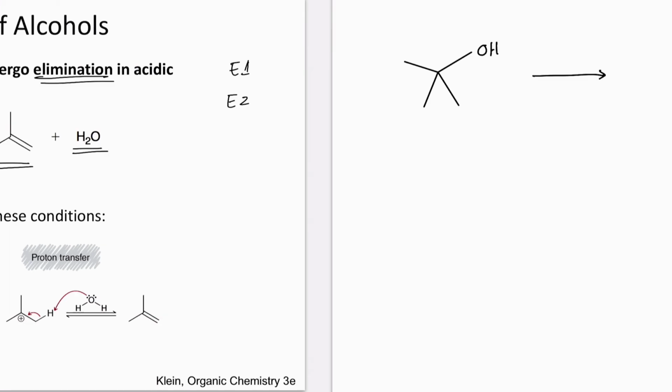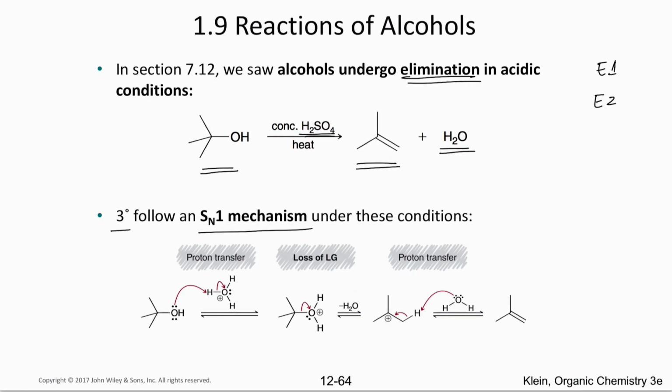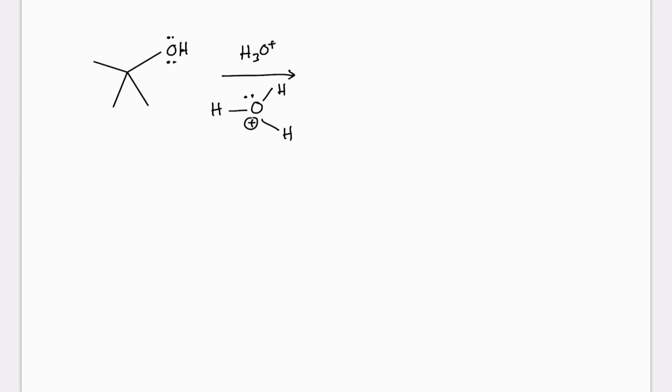So for example, let's say I have a tertiary alcohol, and it comes into contact with an acidic medium. Acids contain H3O+. H3O+ is basically oxygen that's attached to 3 different hydrogens with a positive charge. Now what happens here is that the oxygen undergoes proton transfer, where the oxygen attacks the proton from H3O+.